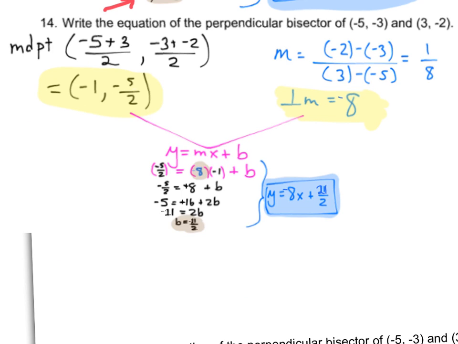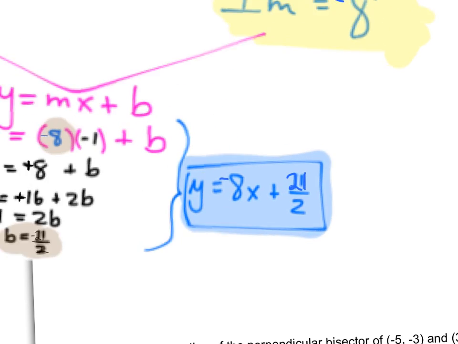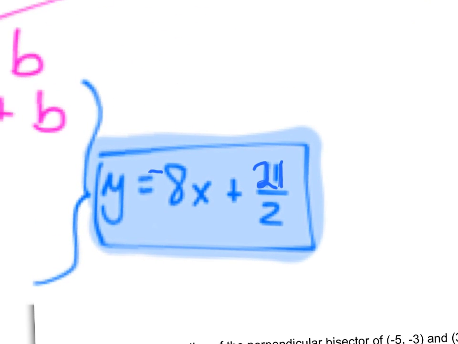Now, number 14 is very similar. It has an ugly looking fraction in it that makes things a little more complicated, but I found the midpoint, (-1, -5/2). I found the slope to be 1/8, but then I did a negative reciprocal because I want a perpendicular slope. Then I took the x and y coordinate from the midpoint, the -8 from the slope, and I plugged it into y equals mx plus b, and I got a final answer of y equals -8x plus 21/2.